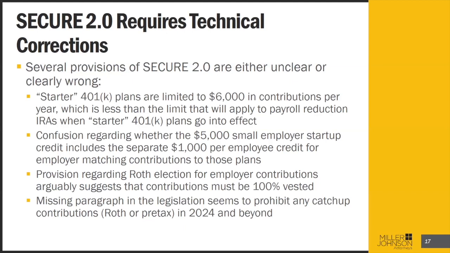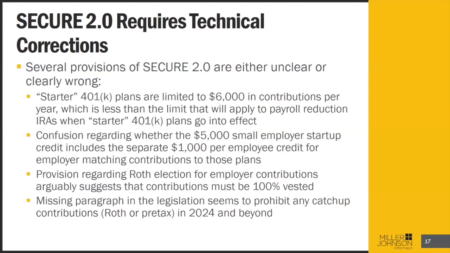The idea was to make it more attractive than what we call payroll reduction IRAs. Because right now you can have a hands-off employer plan where you're just allowing deferrals out of an employee's paycheck directly to an IRA. But the way they wrote the law, the limit for the starter 401k is less than the limit for the payroll deduction IRAs when it all goes into effect, which makes no sense. There's also confusion about the $5,000 small employer startup credit and whether the other credit that applies to employer contributions is included within that $5,000 or separate.